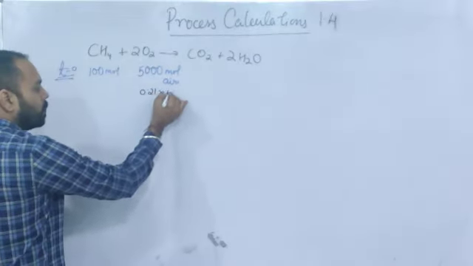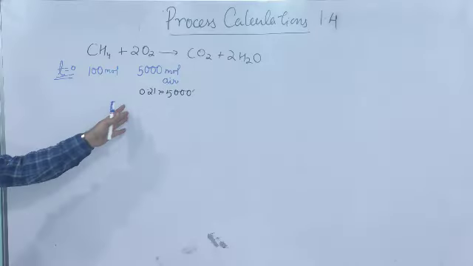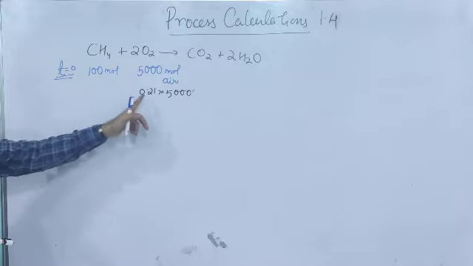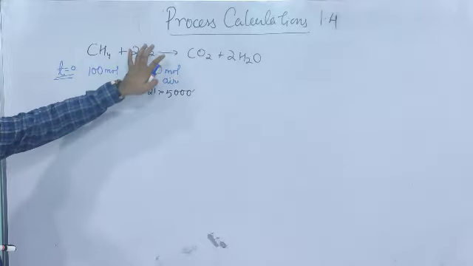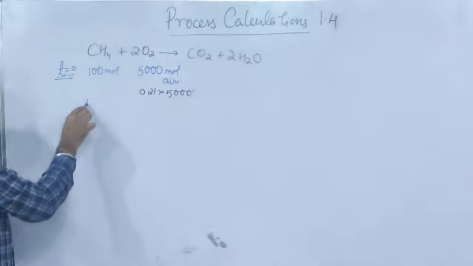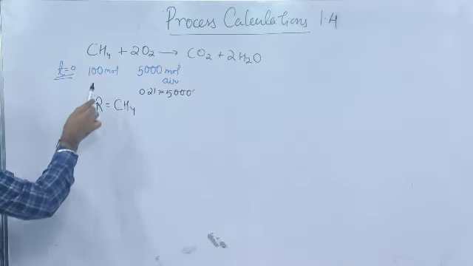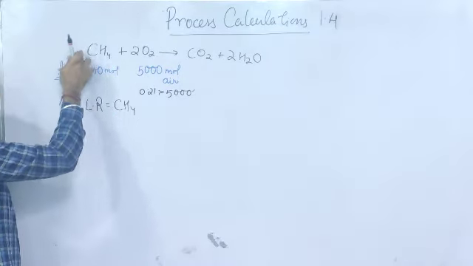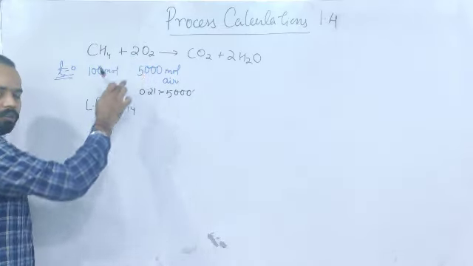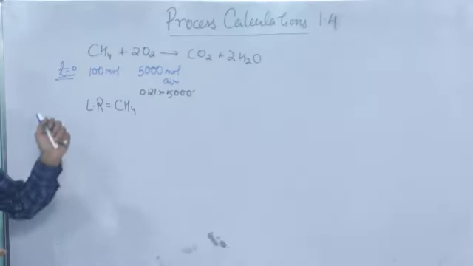So 0.21 multiplied by 5000. Okay, that is the amount of oxygen, I'm sorry. So in this case, the amount of oxygen is known to you, the amount of methane is known to you. Now you can check which one is the limiting reactant and you will come to know that the limiting reactant is methane. How to check? Divide this by the stoichiometric coefficient. Don't divide 5000, because it is air. Divide the moles of each reactant by its stoichiometric coefficient.